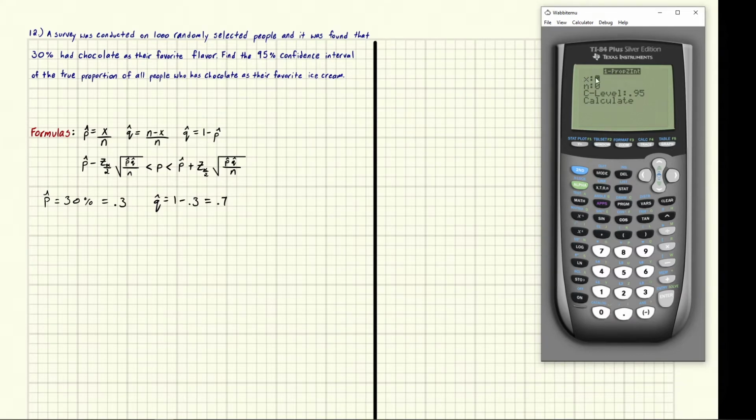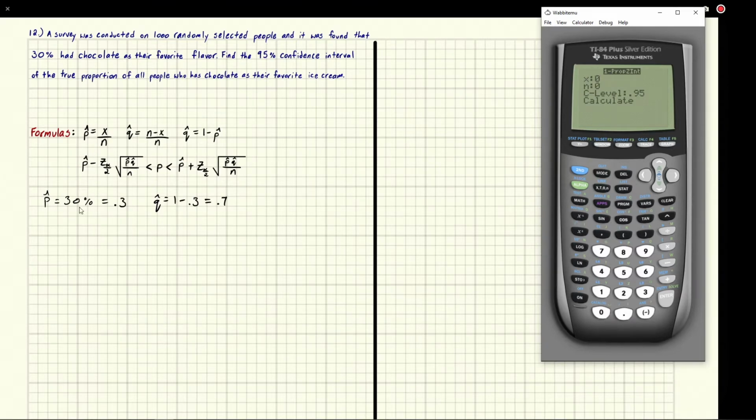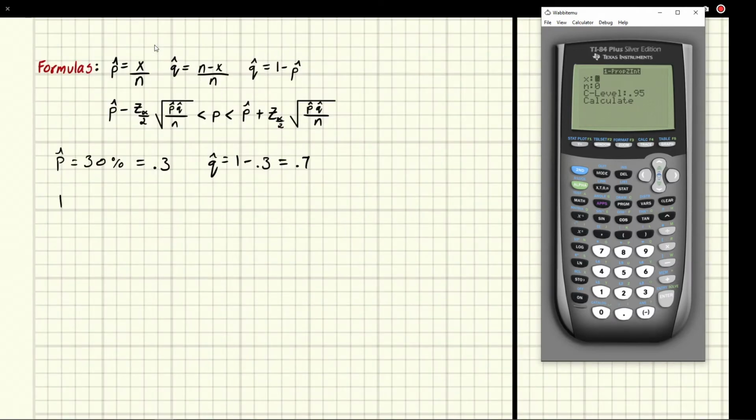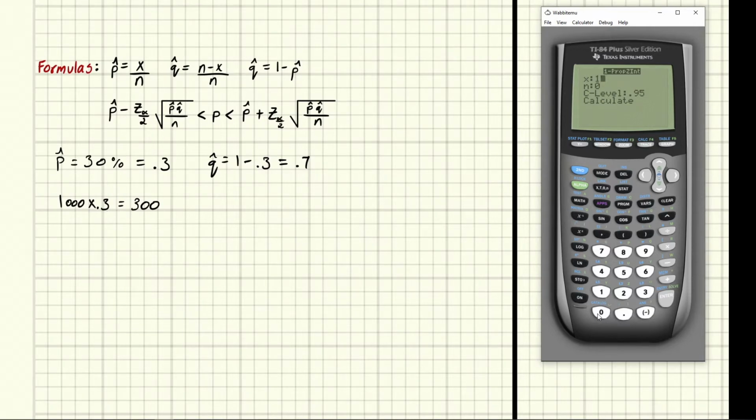In here, it wants our X. So we don't have X directly because we were given a percentage. And so we actually want 30% of these 1,000 people. The way we can get that is we just take 1,000 and multiply by 0.3. That's actually going to give us 300. But if you have more complicated numbers, this can be trickier to do. So you could do it in the calculator, or you can actually type 1,000 times 0.3, and it'll do it right there for you. And it gives you 300. And then our N, well, that was 1,000. That was our total number of people.